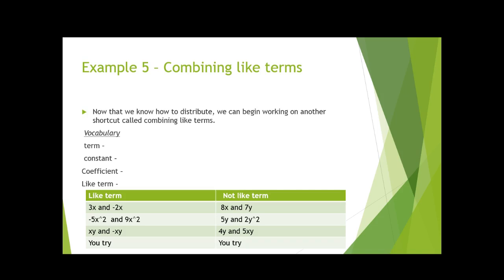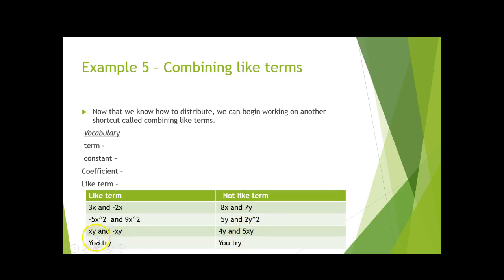Now, looking at like terms, here's some examples. Like terms are things you can add or subtract. So 3x and negative 2x, you can add those together. Not like terms are when there's different variables, like 8x and 7y. You can't add those together. Like terms can be negative 5x to the power of 2 and 9x to the power of 2. They are the same variable with the same power. But 5y and 2y squared are not like terms because this one doesn't have a power of 2 and this one does.